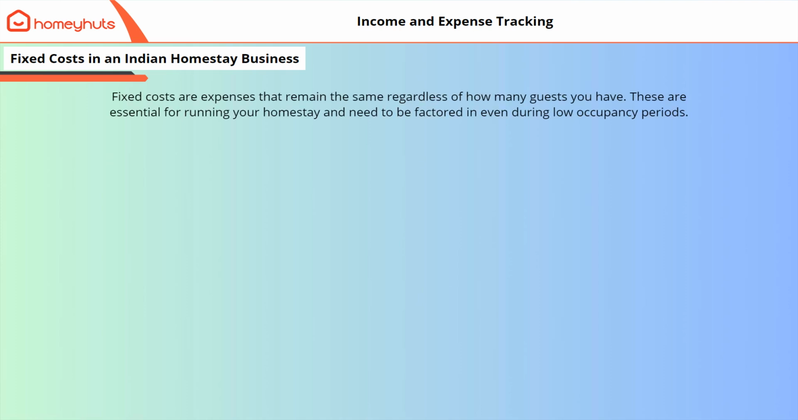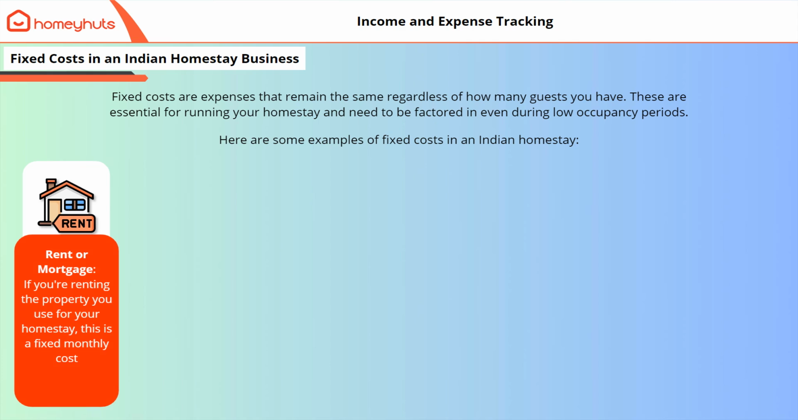There are two types of expenses: fixed cost and variable cost. Let's discuss what are fixed costs in an Indian homestay business. Fixed costs are expenses that remain the same regardless of how many guests you have. These are essential for running your homestay and need to be factored in even during low occupancy periods. Here are some examples of fixed costs in Indian homestay.